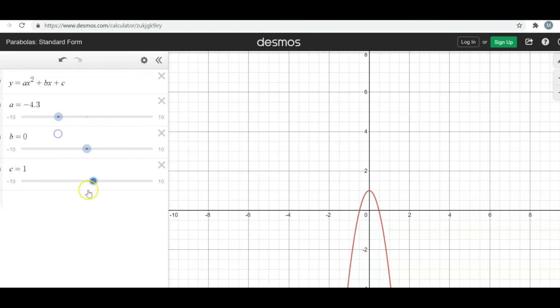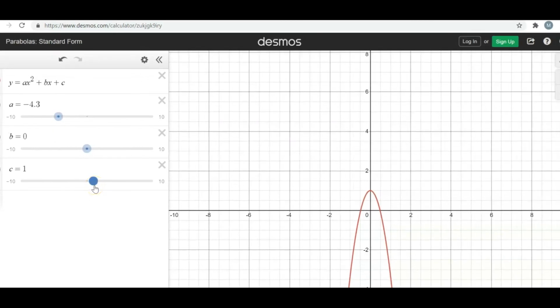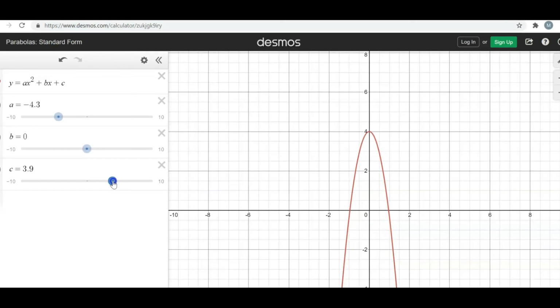Now the c term, that's just going to move me up and down. That's going to change my y-intercept. The c term here, if I make it a 4, it just makes the y-intercept 4. Wherever I move this c term, it's going to change the y-intercept.